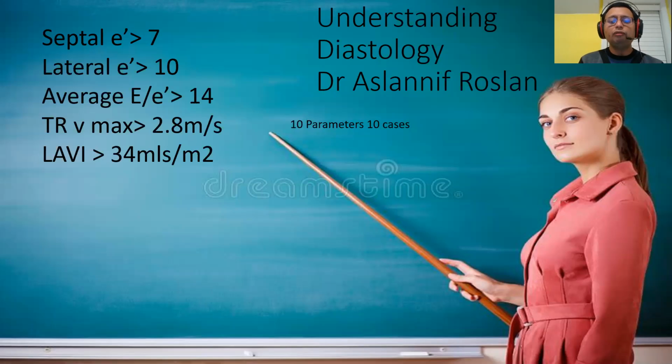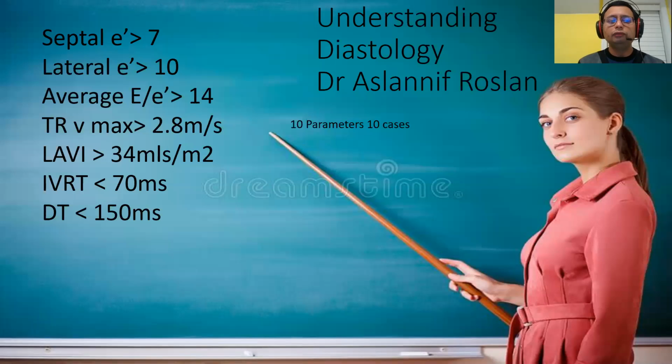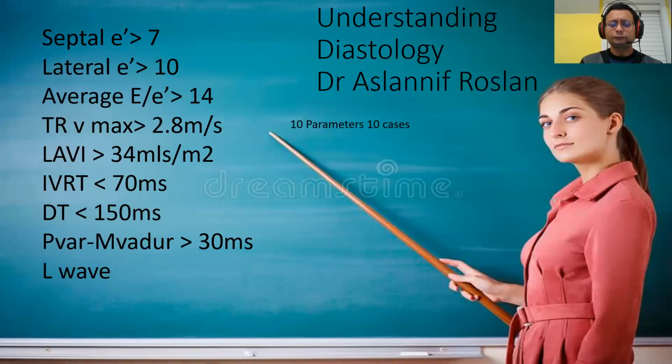So these are the first 5 numbers that you really need to remember, okay? And this is another 5 numbers, which are the supportive numbers that you also need to remember. IVRT, which is isovolumetric relaxation time, less than 70 millisecond. Deceleration time that is less than 150 millisecond. Pulmonary vein atrial reversal duration minus mitral valve A wave duration more than 30 millisecond. The presence of L wave and also changes with Valsalva maneuver.